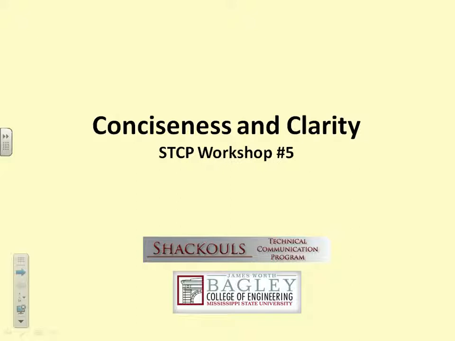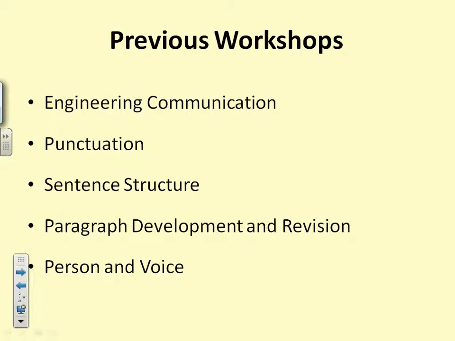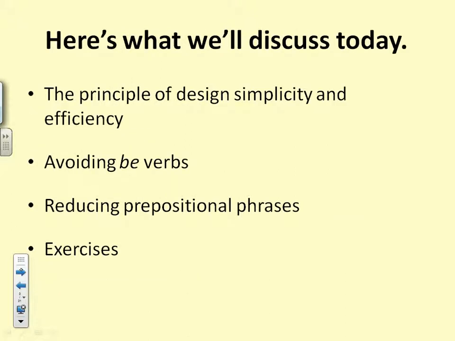I want to welcome you to our fifth workshop today on conciseness and clarity in our writing. And as we've done with the other workshops that we've had, we're going to have a mix of some discussion of specific points, and then we're going to work on some revisions together, give us some time for questions and so forth. So looking at our previous workshops, just as a recap, we started off with an overview of engineering communication, talked about punctuation, then got a little more sophisticated with sentence structure, paragraph development and revision, person and voice. And then, as I said, today we're going into conciseness and clarity.